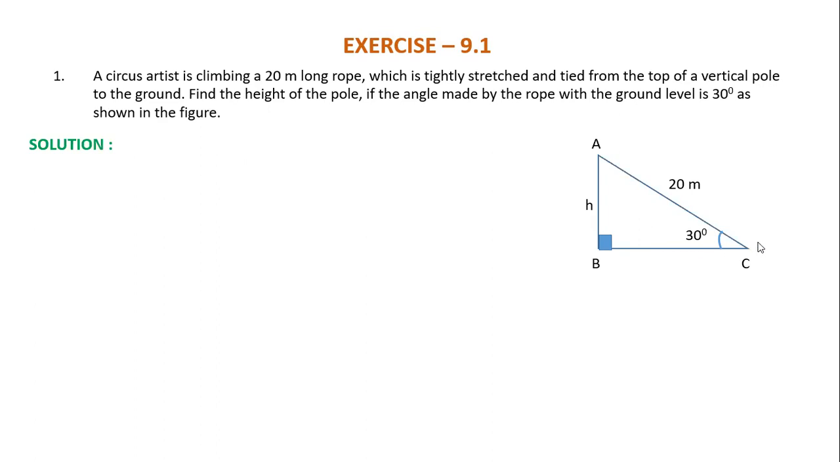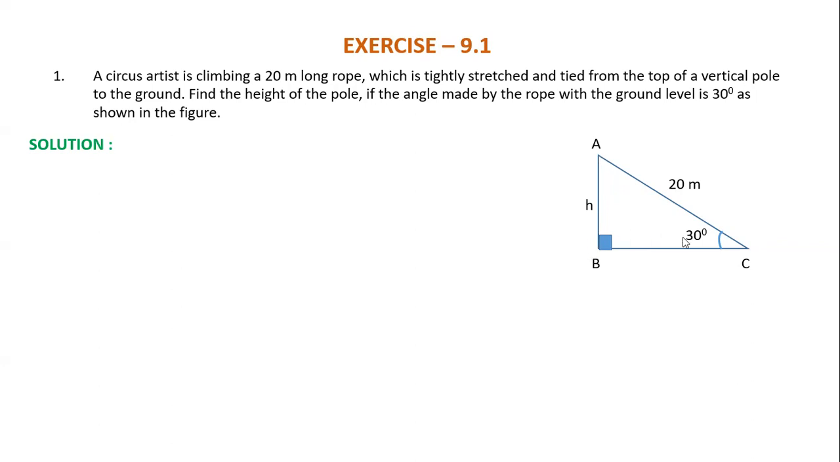So this is the ground level. This is the pole. This is the rope which is tied tightly to the ground, and it is stretched. The angle here is 30 degrees. The length of the rope is 20 meters. I have to find the height of this pole.